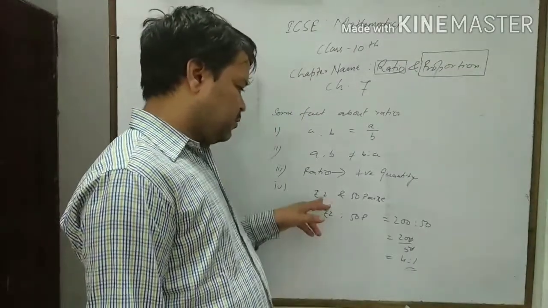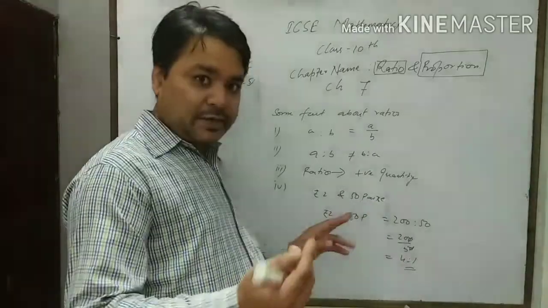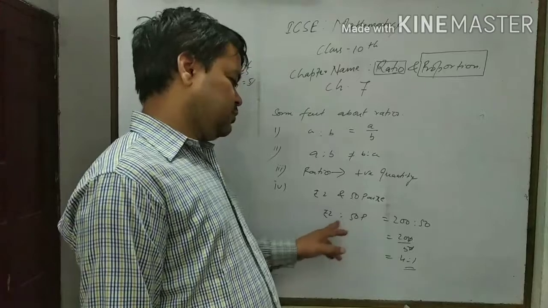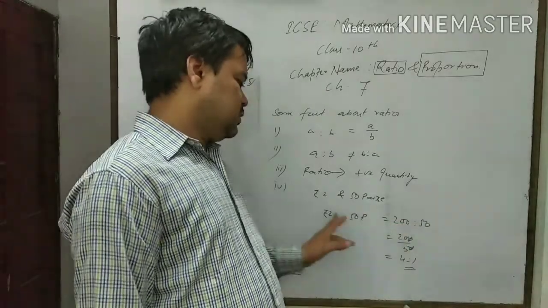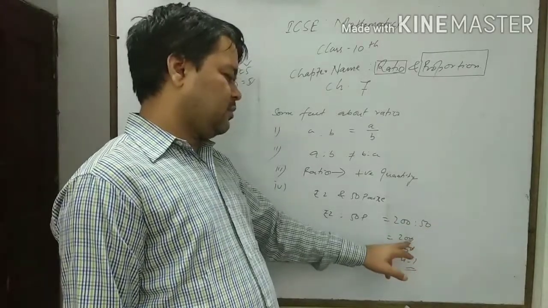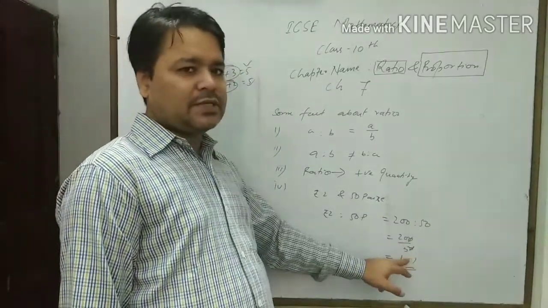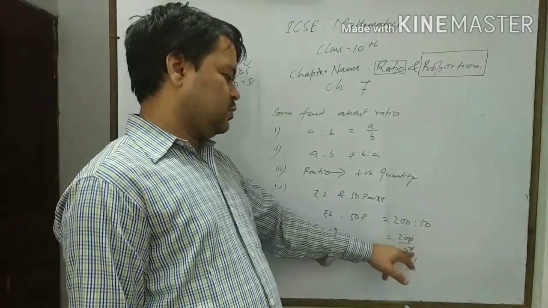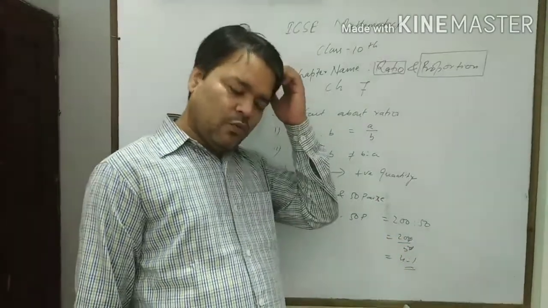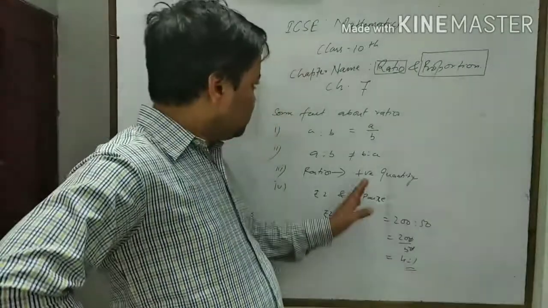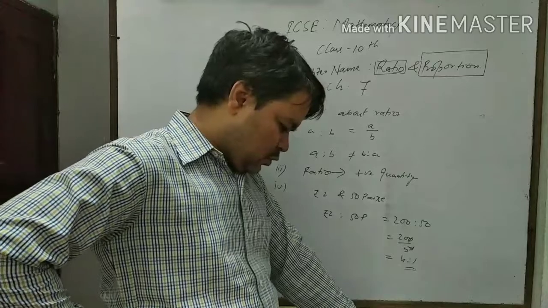It means both are the same unit related to money. Here the unit was not the same, so first we made the unit the same. 2 rupees is 200 paise, and here 50 paise. Now take it in the form of numerator and denominator, means in the form of a fraction, and after that simplify: the 0s cancel, 5 into 4 is 20, so it is 4 is to 1. This is the condition for the ratio. Okay.